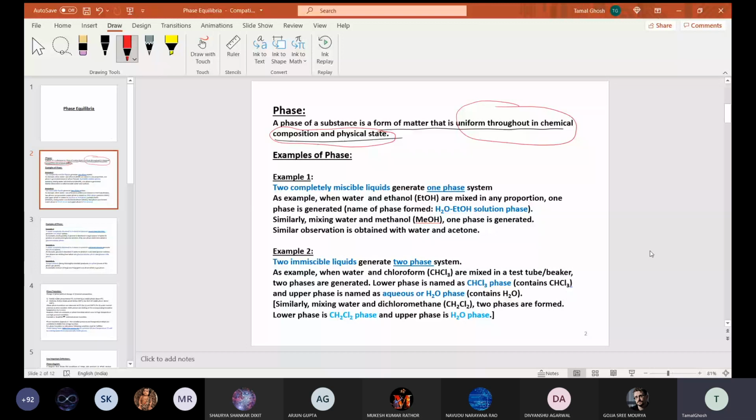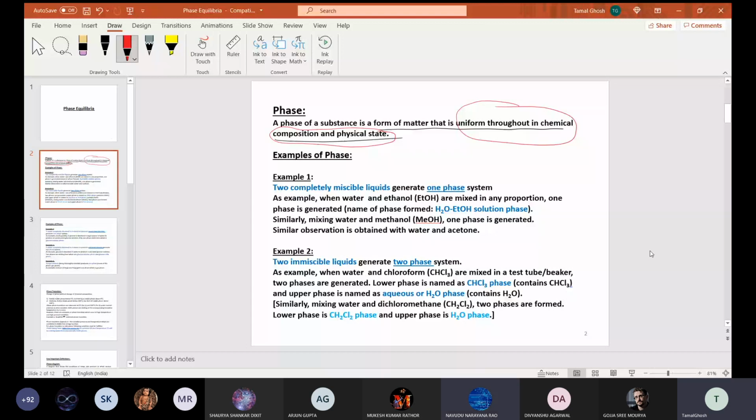I think you want to know how you know that it is a uniform phase. For that, you have to wait for some time. Two miscible liquids we are considering.